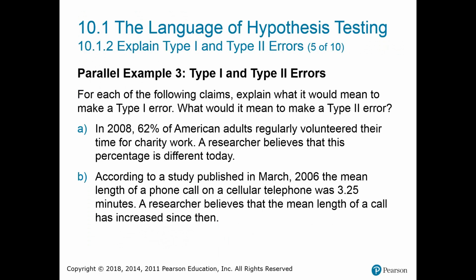For each of the following claims, explain what it would mean to make a type 1 error. What would it mean to make a type 2 error? So A is going back to the 62% of American adults volunteering their time, and B, looking at the mean length of a phone call being 3.25 minutes. We're going to start with A.